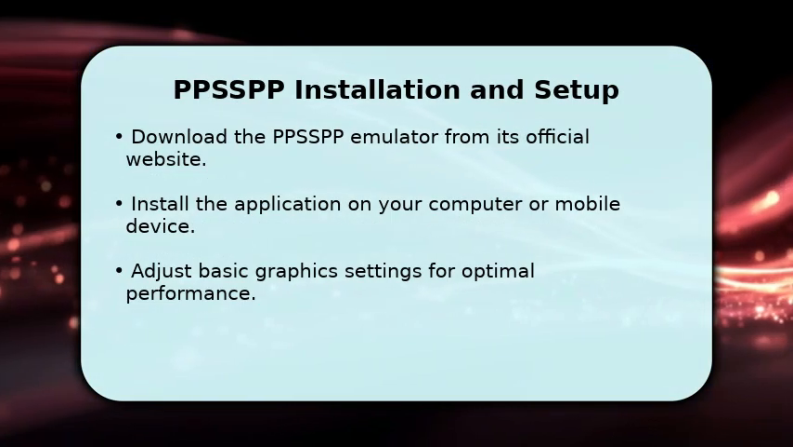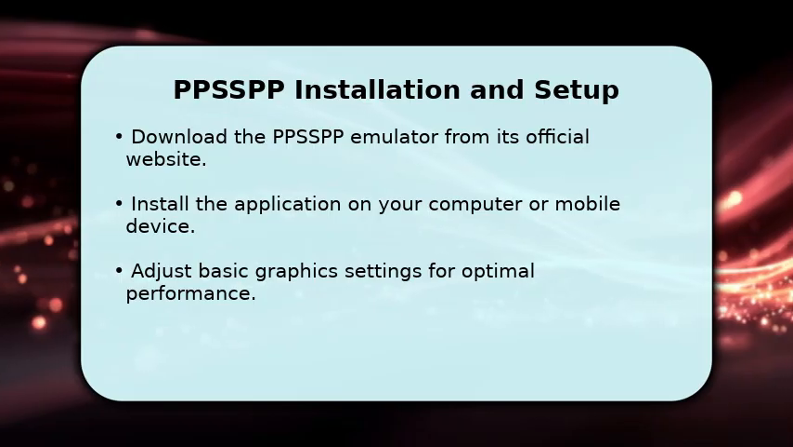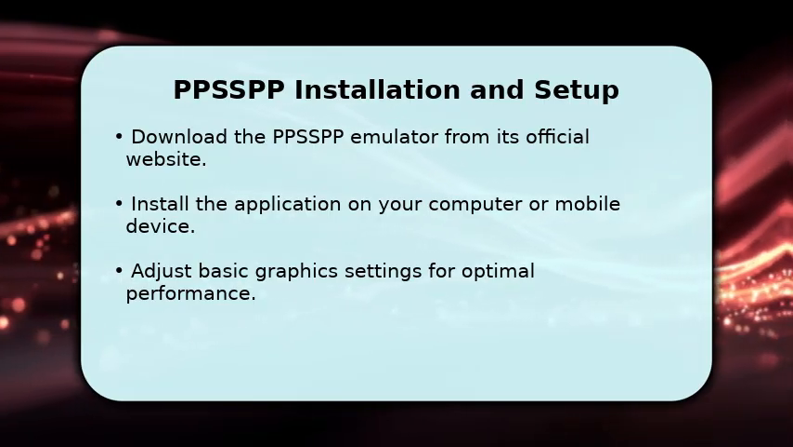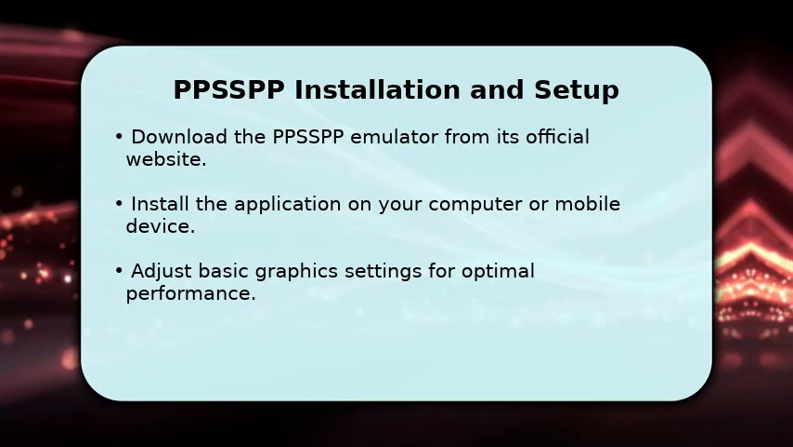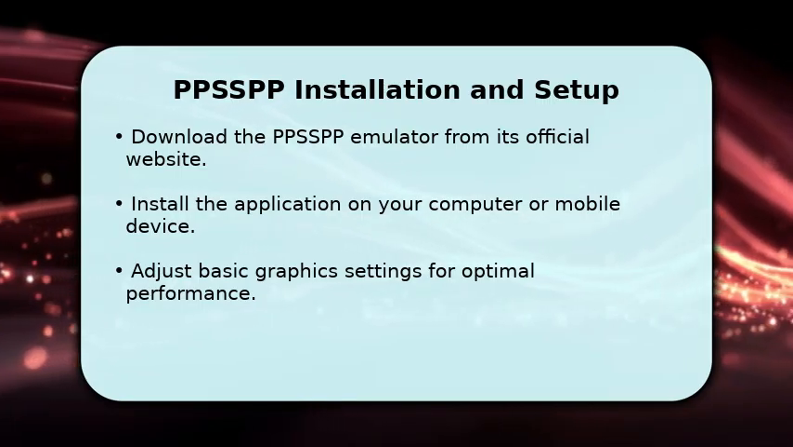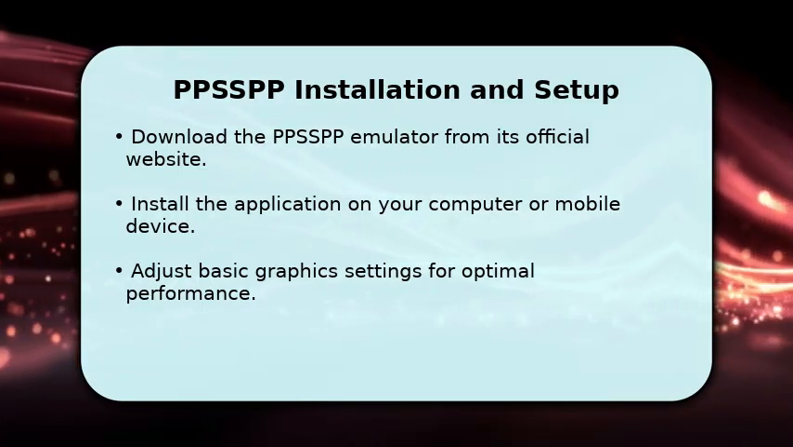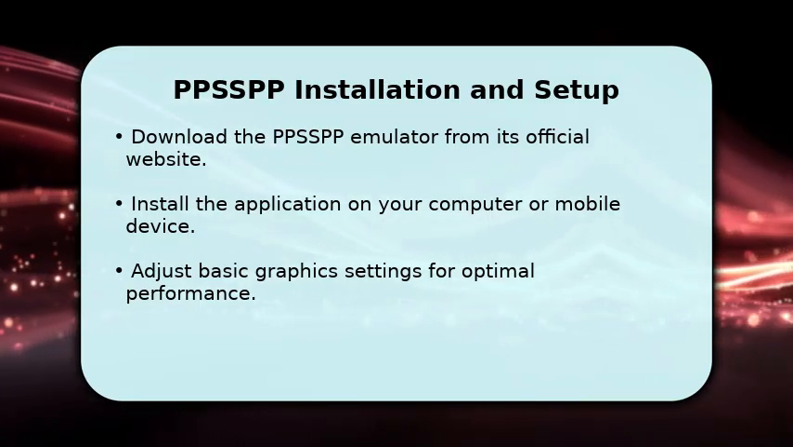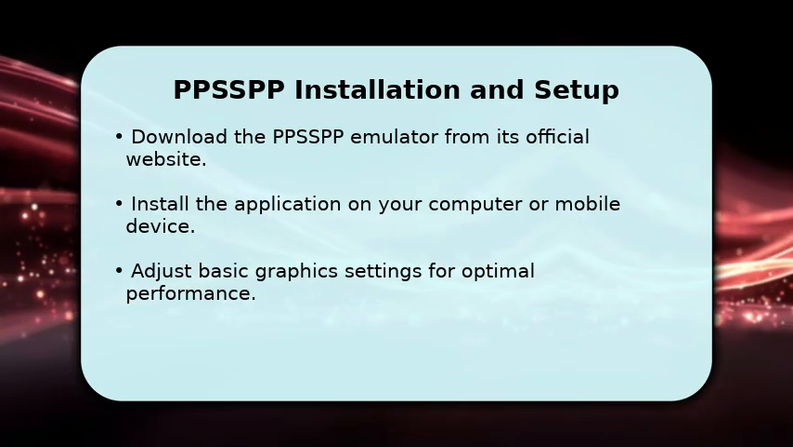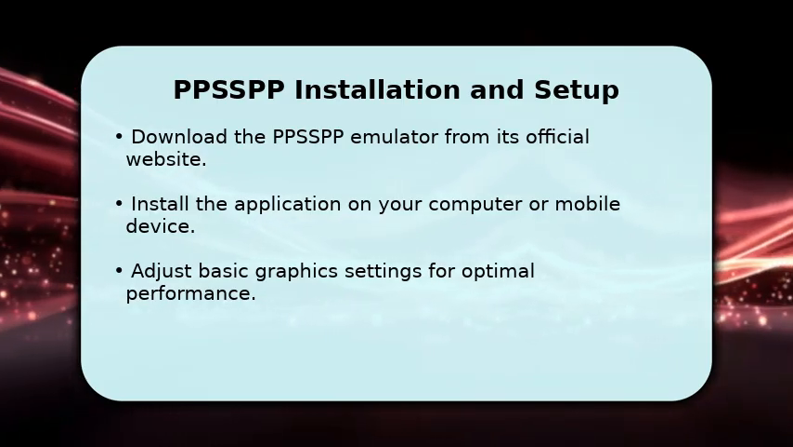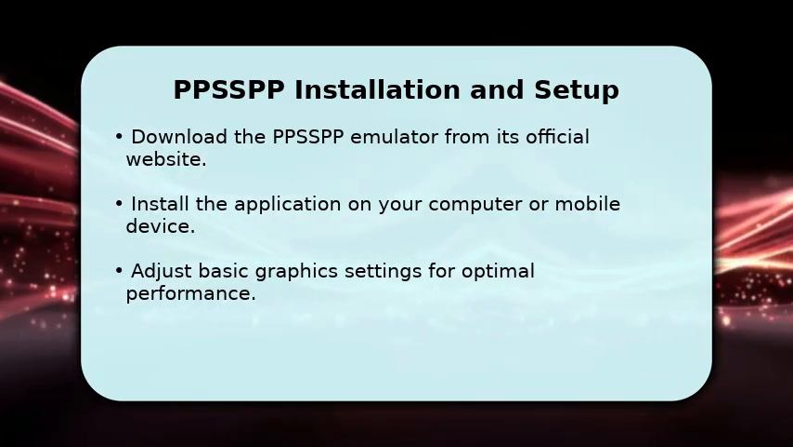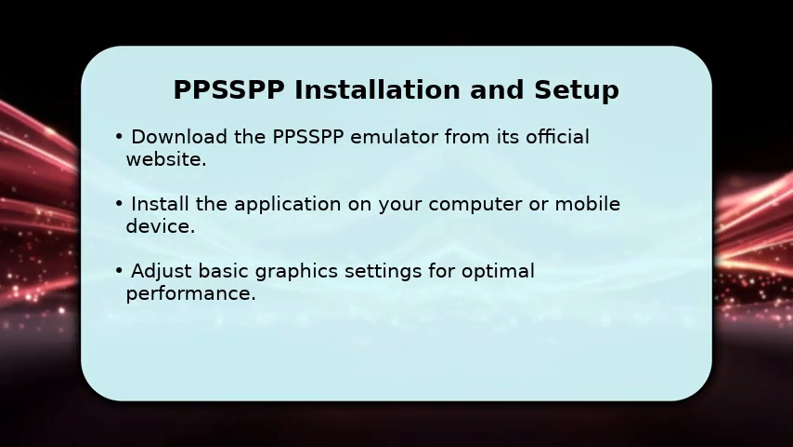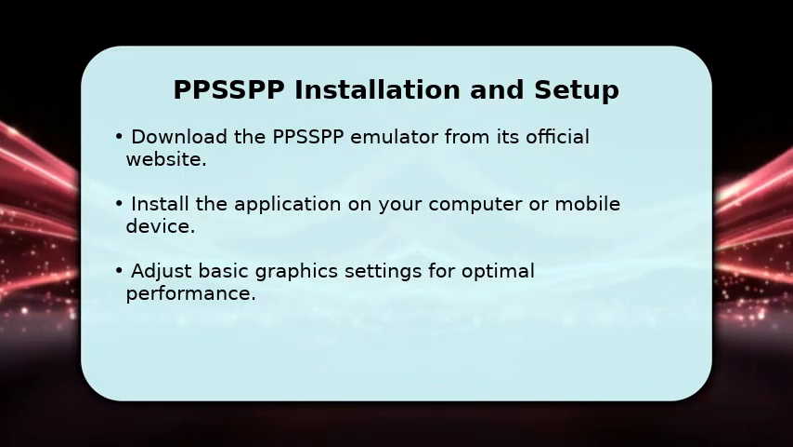Installing PPSSPP is straightforward. Visit the official website to download the correct version for your operating system, whether it is Windows, Android, or iOS. After installation, open the emulator and navigate to the Settings menu. Here, you can make initial adjustments to graphics and audio. Consider setting the rendering resolution to 1x or 2x PSP for a good balance.